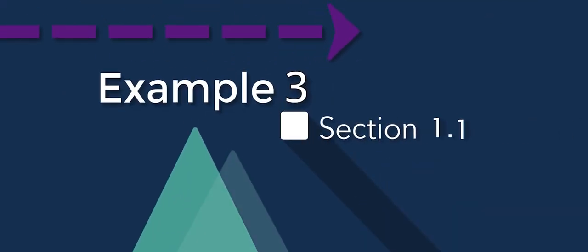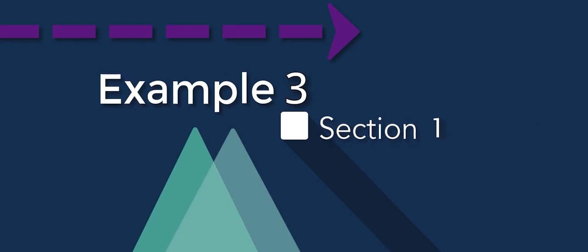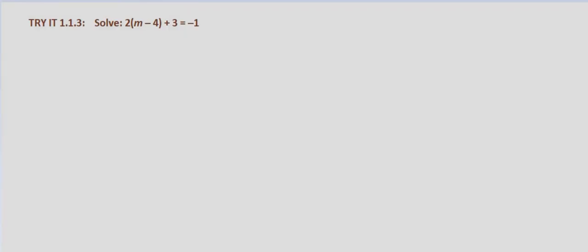In this try it exercise, we are asked to solve the equation 2 times n minus 4 plus 3 equals negative 1. And again, the steps are essentially the same as they were in the example that we were given. Our first step is to simplify each side of the equation as much as possible.